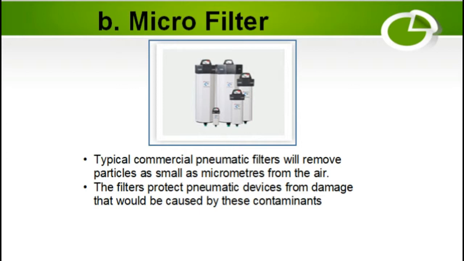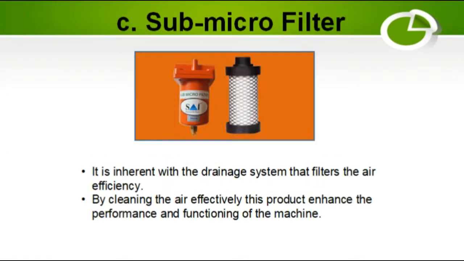Microfilter. Typical commercial pneumatic filter will remove particles as small as micrometers from the air. The filters protect pneumatic device from damage that would be caused by this contaminant. Sub-microfilter. It is inherent with the drainage system that filters the air efficiency. By cleaning the air effectively, this product enhances the performance and functioning of the machine.